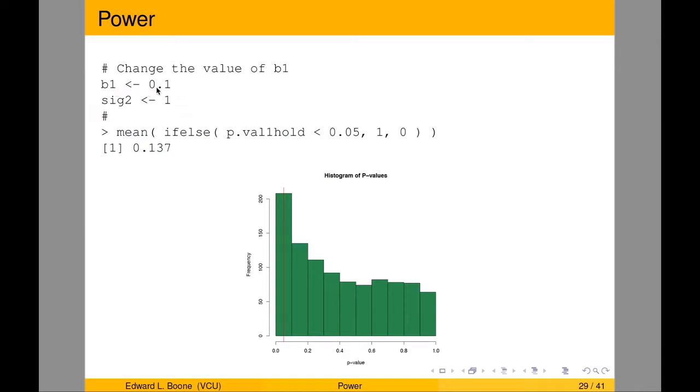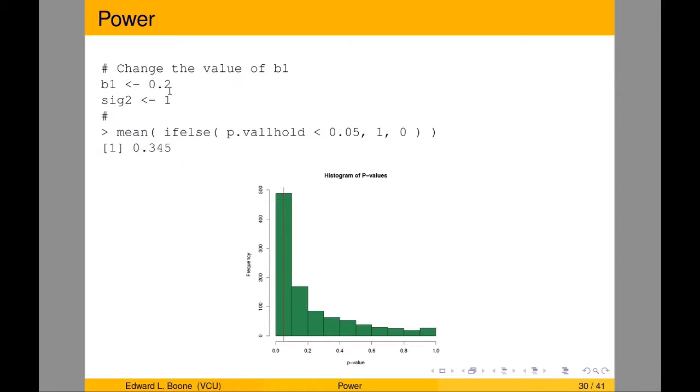So here I'm going to make B1 equal to 0.1. And here's sig2 equal to 1. Okay? Then when I run this through my looping from before, all that stuff a couple slides back, I will get out 0.137. And this is what the histogram of the p-values looks like. Here's my 0.05 cutoff. So I have all of the information that I need here from this. And I can see that my power went up because I had a slight increase in the slope. So the slope is there, but it's not very strong yet.